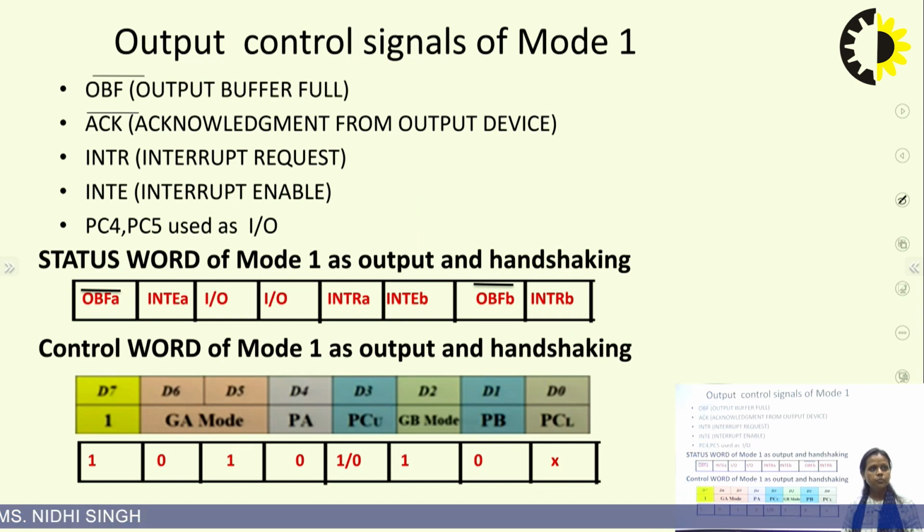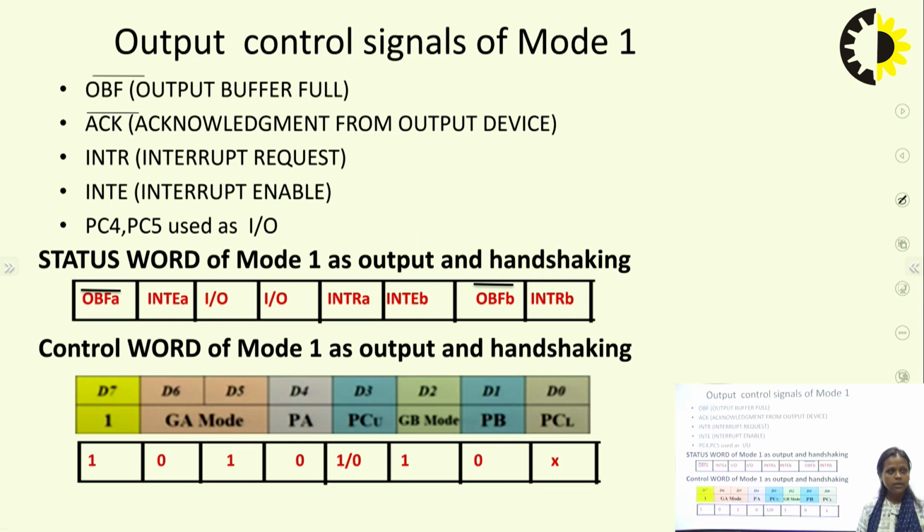Then we have the output control signals of mode 1. So output signals are output buffer full. Then we have acknowledgement from output devices here. Then we have INTR, interrupt request, and then we have interrupt enable. So PC4 and PC5 are used as input output. So this is the format for the status word, and this is the format for the control word of mode 1 as output and handshaking.